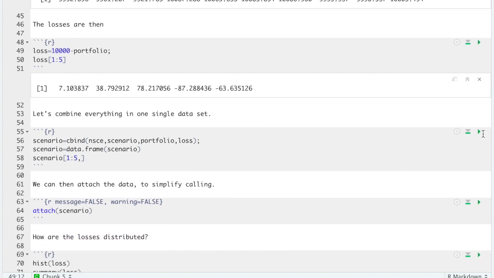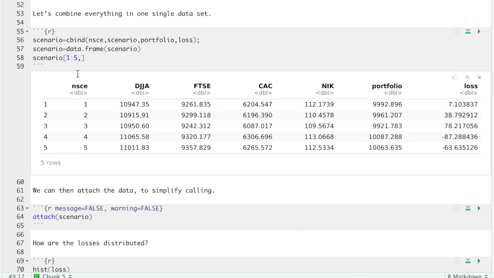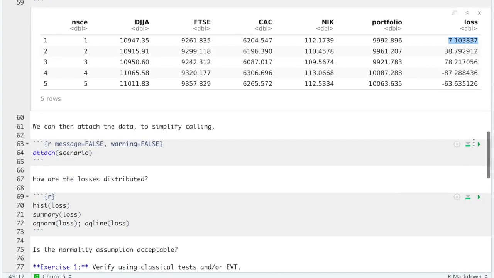Now I can combine all the quantities that we have generated in just one data set that I called scenario. In this data set we have the different scenarios, the different possible values of the indexes, the possible value of our portfolio under that scenario, and the corresponding loss. Remember, losses are positive and profits are negative. Now, we attach the scenario so that we can just use the names of the columns without using the dollar notation.